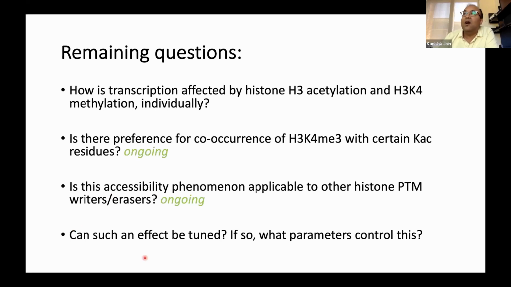In the complex environment that is the epigenetic landscape, there's multiple kinds of modifications on these tails. So what flavor of modifications give us desirable H3K4 methylation levels, and how do we control that?